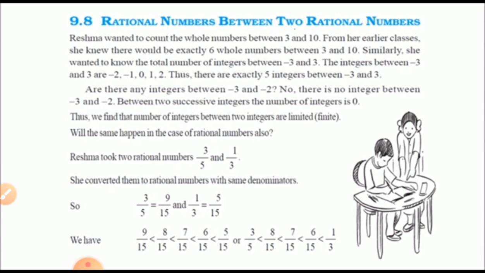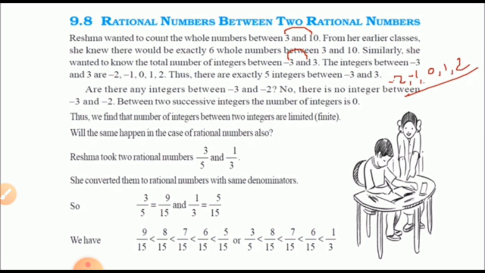9.8 Natural numbers between two rational numbers. This is the most important part of this lesson. And the last topic we can discuss today: Reshma wanted to count the whole numbers between 3 and 10. From her earlier classes, she knew there would be exactly 6 whole numbers between 3 and 10. Similarly, she wanted to know the total number of integers between minus 3 and 3. The integers between minus 3 and 3 are minus 2, minus 1, 0, 1, 2. Thus, there are exactly 5 integers between minus 3 and 3.